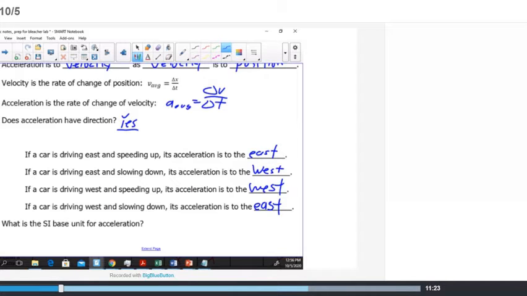The key thing I want you to get out of this is acceleration has direction. That's whatever direction our velocity is changing. Not the direction we're headed. What direction is our velocity changing?